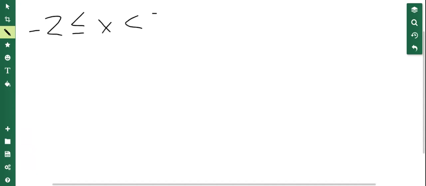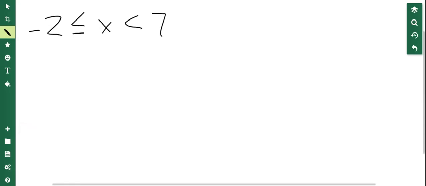All right, let's look at another example. Let's look at something that's in between. We have -2 is less than or equal to x, and then let's say x is less than 7. So we're using two signs, meaning that x has to be greater than or equal to -2, so it can be -2, but it has to be less than 7.